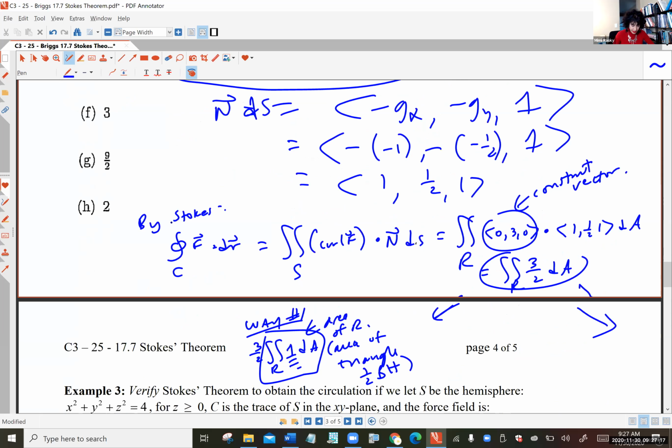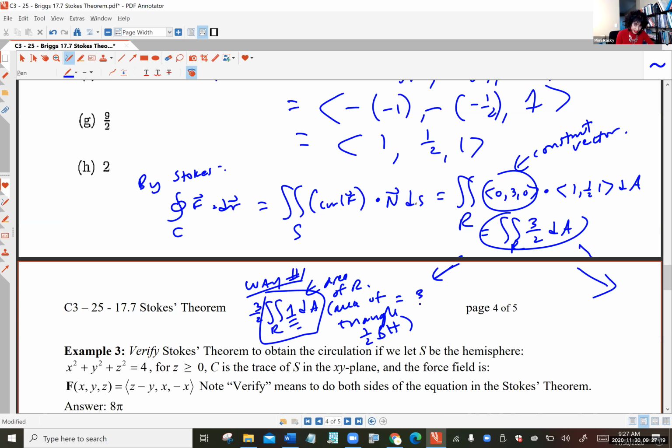Wow, that's easy. Does it always get that easy? No. So the final answer here is 3/2 times 1, which is 3/2, and that is the answer.